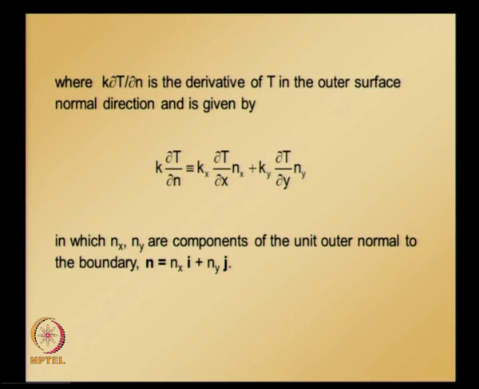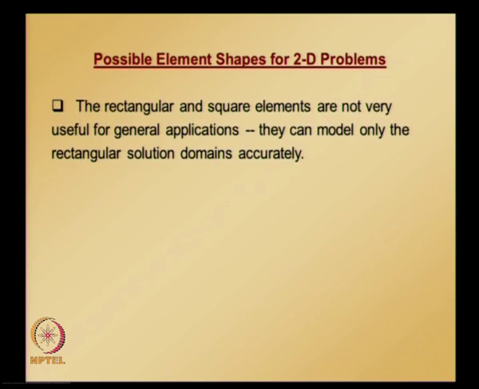However, in 2 dimensions there are many possibilities for element shapes, like triangle, rectangle, quadrilateral, square, or triangle with curved edges and quadrilateral with curved edges. So when we are developing element equations for a general 2 dimensional boundary value problem, we need to look at the possible element shapes as well. For 2D problems, rectangular and square elements are not very useful for general applications.